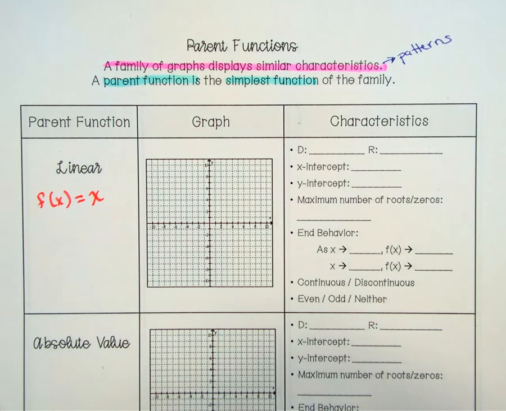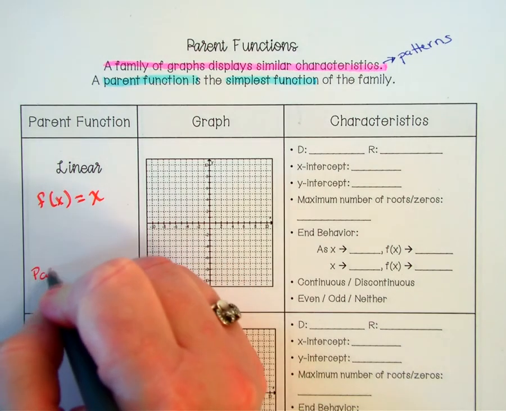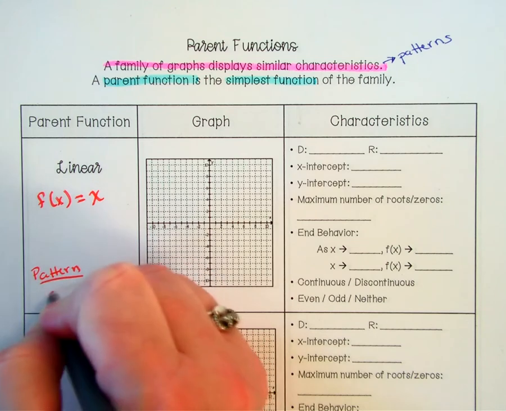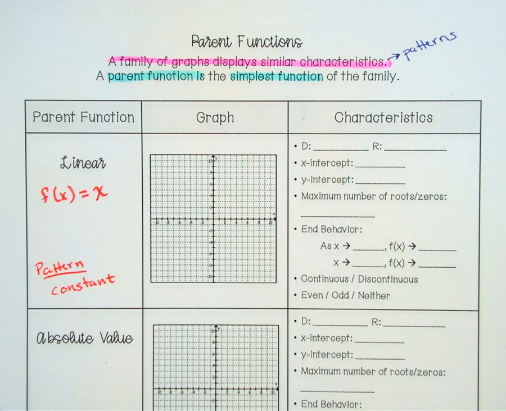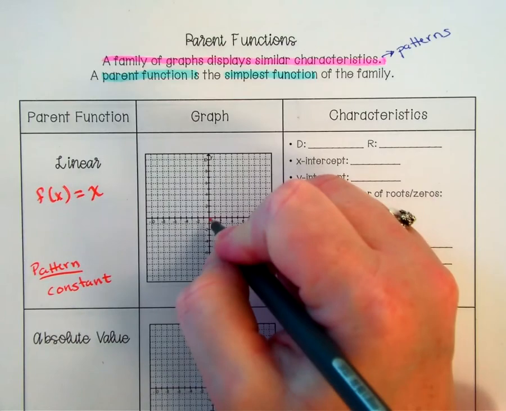So our linear functions follow the pattern that they're always constant. I'll talk about that when we talk about our characteristics. They're always constant, they're always the same. They're not going to change. The average rate of change is always the same, so it's always increasing by the same amount, or it's always decreasing by the same amount.